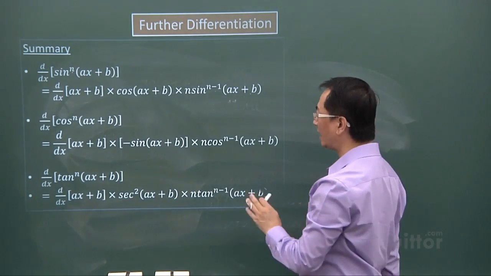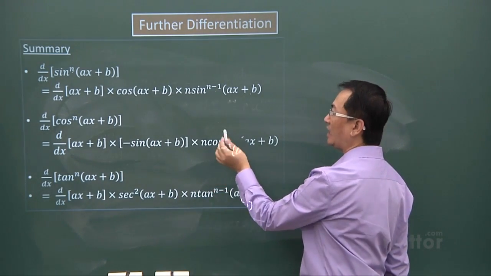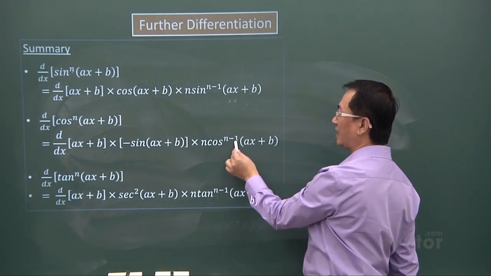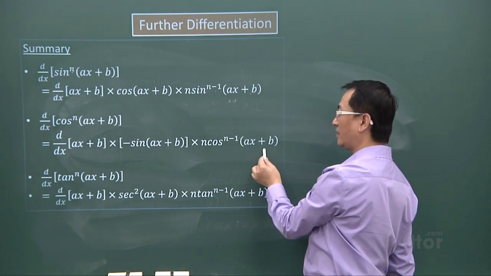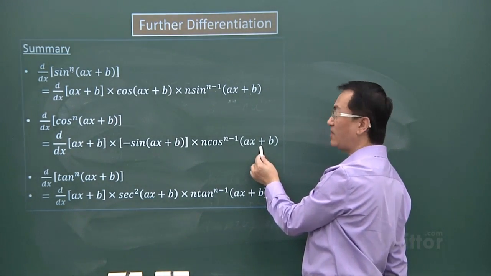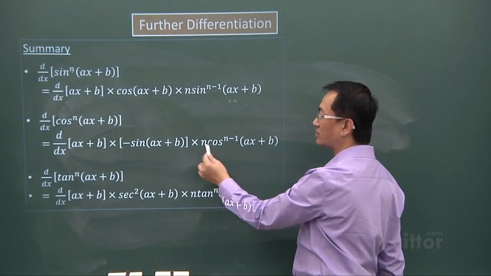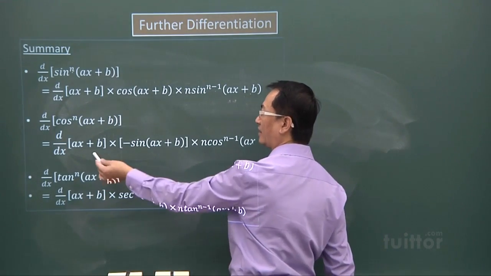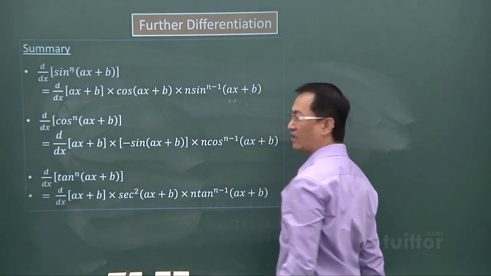Run through it very quickly. The index becomes the multiplier. The index is reduced by 1. Remember, the angular expression remains the same. Differentiate cos, you get negative sine with the angle here. Then differentiate the angular expression.